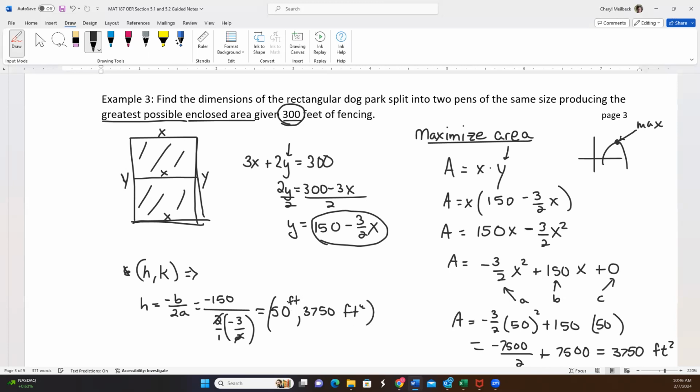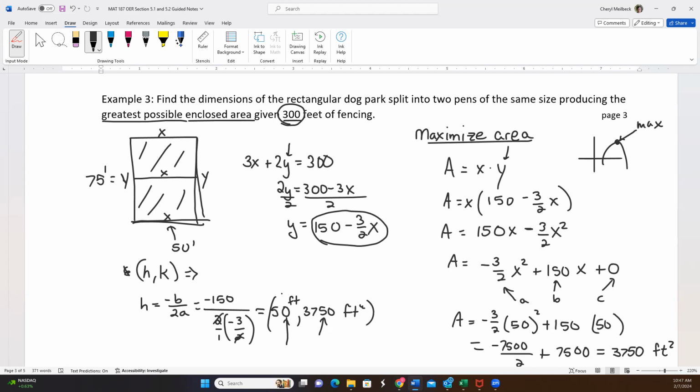Did we answer the question? I don't know. It says to find the dimensions of the rectangular dog park. Okay, so this would be the dimension of your x, and 3,750 would be the overall area. Well, I guess we could divide 3,750 by 50 to find y, or use this function where we substitute 50 into the equation. Either way, we're going to get 75. So our x is 50 and our y is 75.